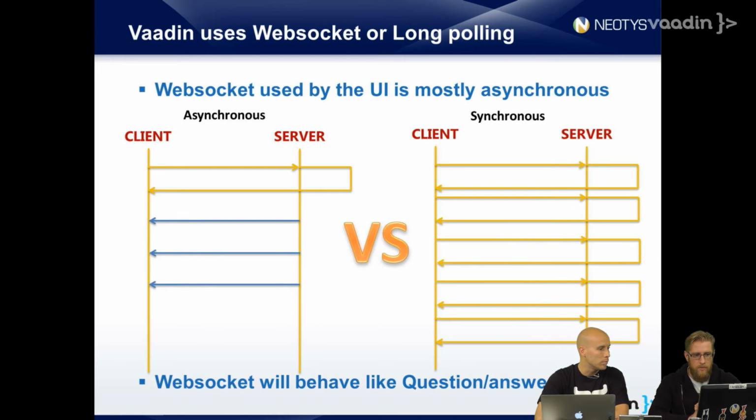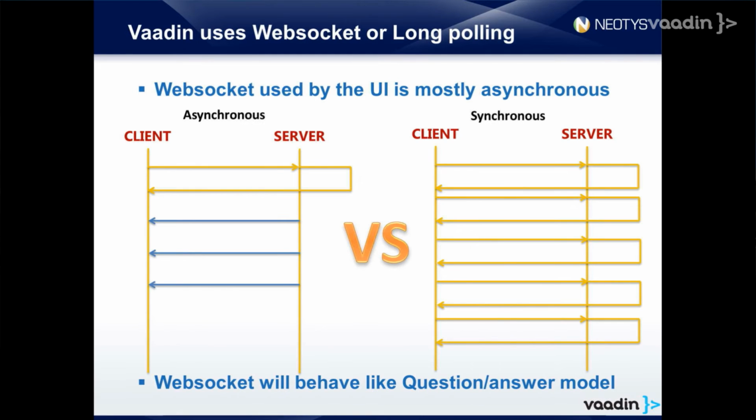Vaadin can utilize WebSocket or long polling. If the browser doesn't support WebSocket, then it will switch to long polling automatically. Most of the time, Vaadin is using asynchronous. So what does asynchronous mean? There are two types of communication with WebSocket.